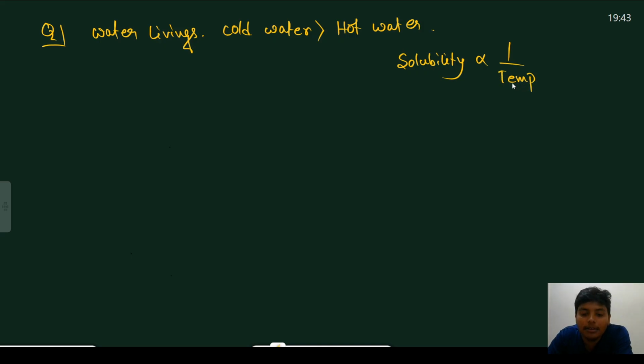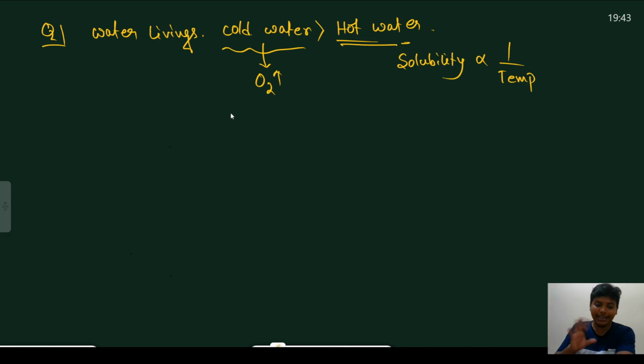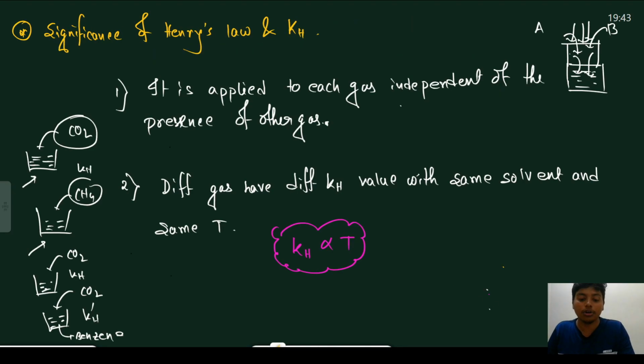Now tell me, in cold water will more oxygen be soluble, or in hot water? Cold water. In cold water the temperature is low, which means more oxygen. That's why aquatic species can survive there, not us. Why we cannot survive, I will tell you also. So cold water has more oxygen than hot water, and that's why aquatic species are more comfortable in cold water rather than hot water.